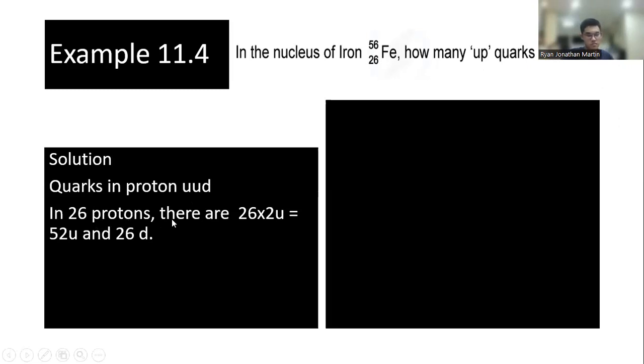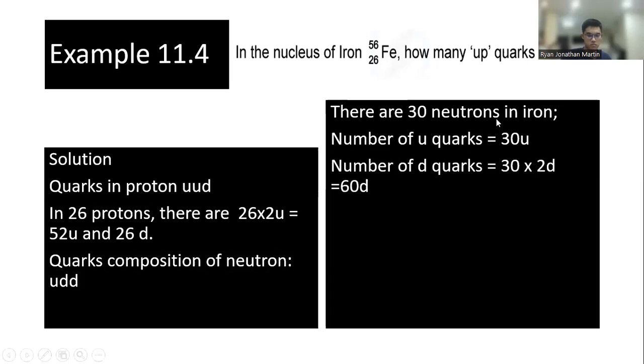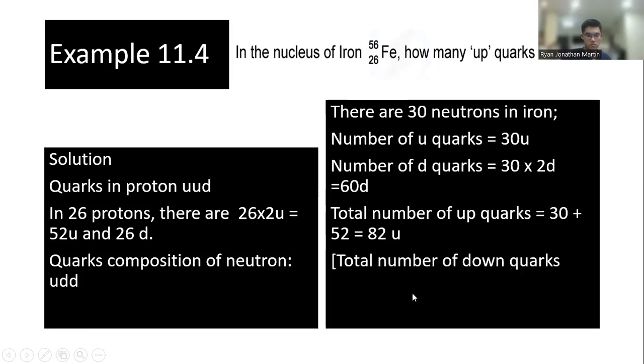26 protons, there's 52 up, 26 down. Quark composition of a neutron is up, down, down. There are 30 neutrons. Right? This one subtract in iron. So it's 30 up. Right? 2 down times 30, 60 down. So it's 82 up. Okay, good. Yeah, fast. Thank you.